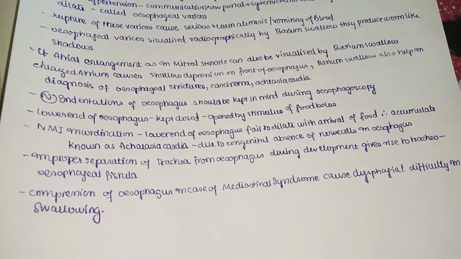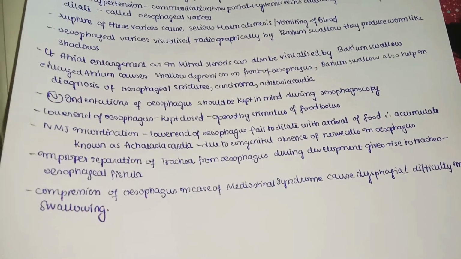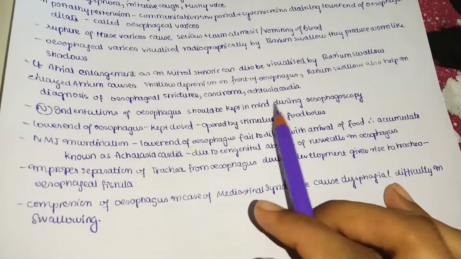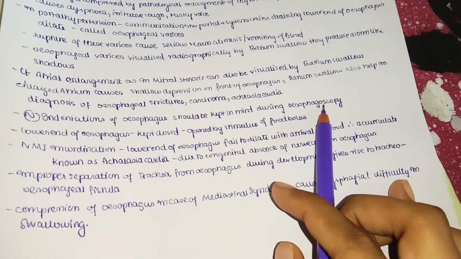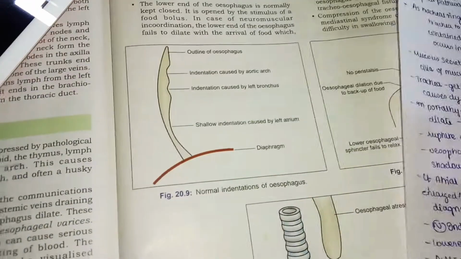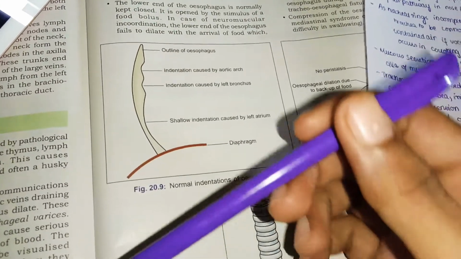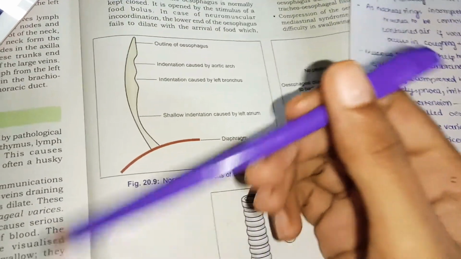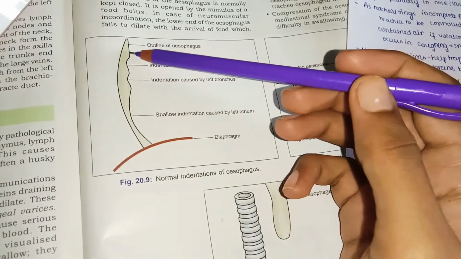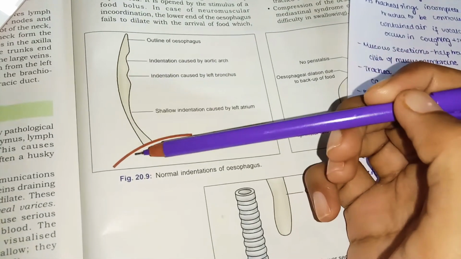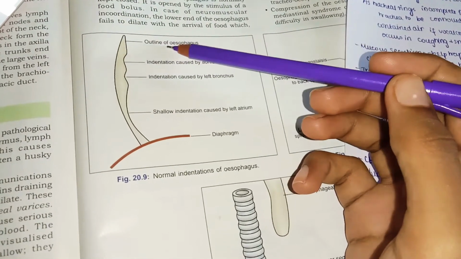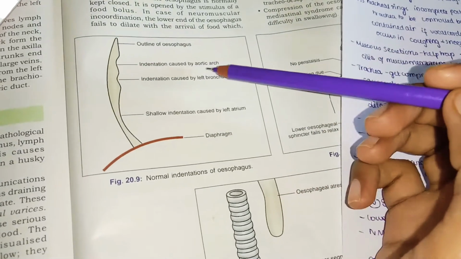So normally, indentations of the esophagus should be kept in mind during esophagoscopy. For example, if you see, these are the indentations, because esophagoscopy means you will send some instrument into the esophagus. So if you do not note the indentations, how can you send it properly? So this is the outline of the esophagus. This is the indentation caused by the aortic arch.